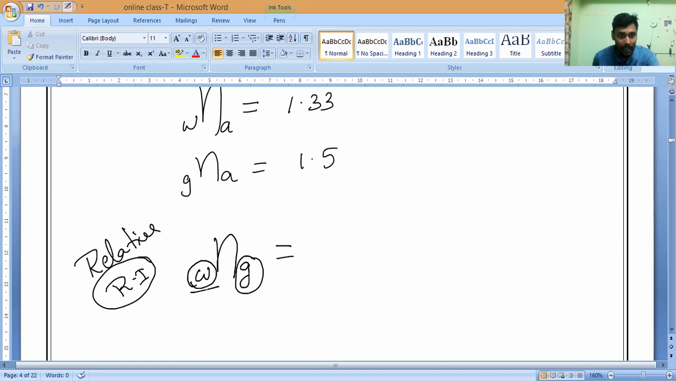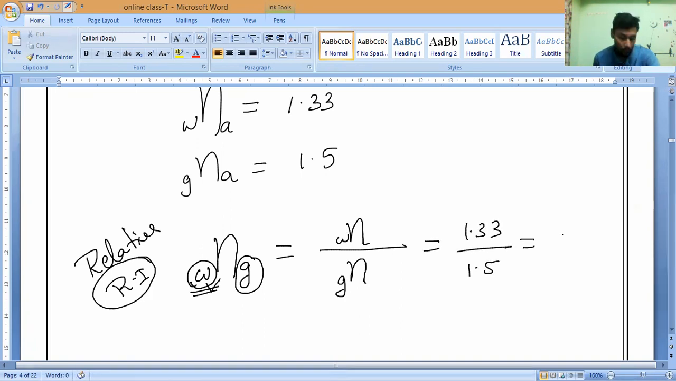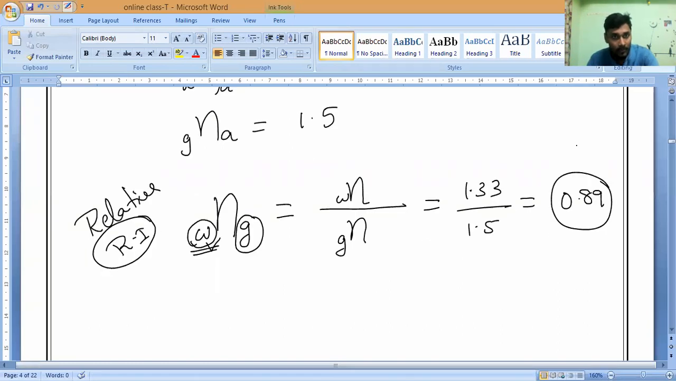What are they asking here? Refractive index of water. So directly, you can write absolute refractive index of water divided by absolute refractive index of glass. So 1.33 divided by 1.5, which equals 0.89. That's all. Are you clear, guys? This is called relative refractive index.